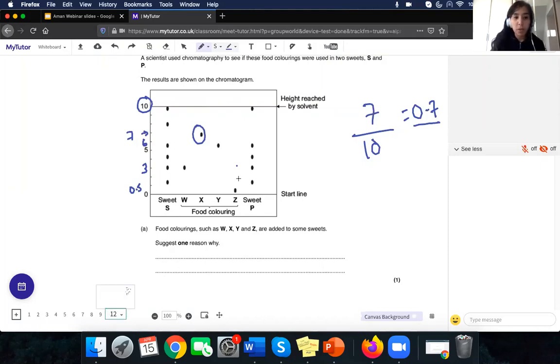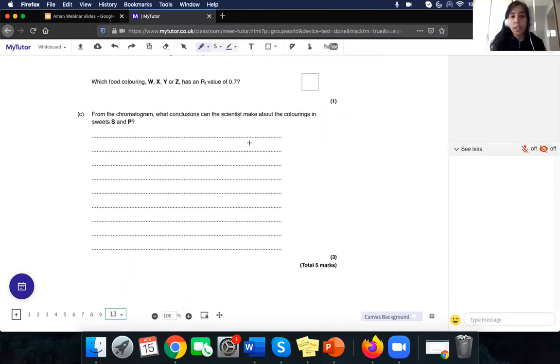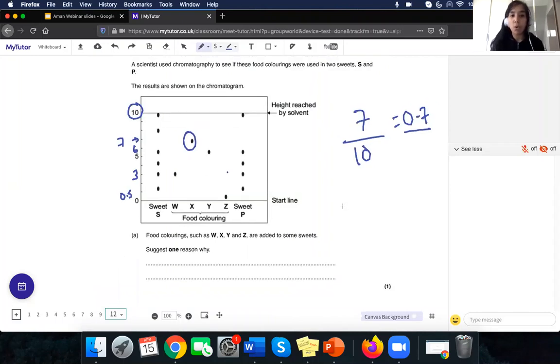Okay, well done, everyone. From the chromatogram, what conclusions can the scientists make about the colorings in sweet S and sweet P? So we want to know about the colorings in sweet S and sweet P. What conclusions can be made? So again, very similar to the question we just did. What conclusions can be made?